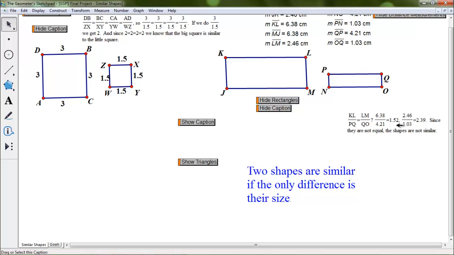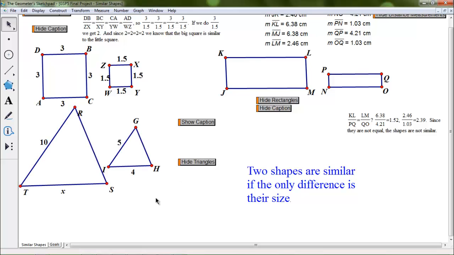So even though they might look about the same, they are in fact not similar because they are not equal to the same value. 1.52 does not equal 2.39. So since they are not equal, they are not similar. Now we will try one more example using triangles. This is a little different.